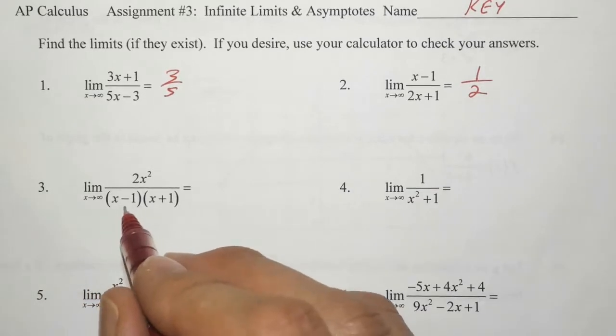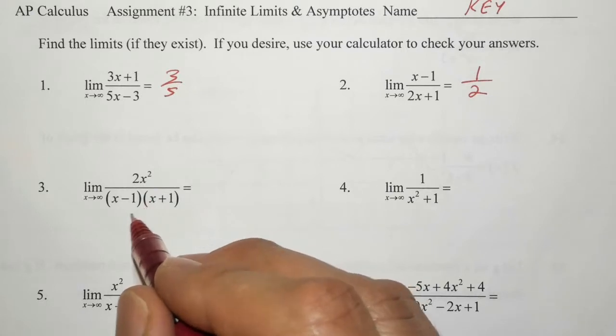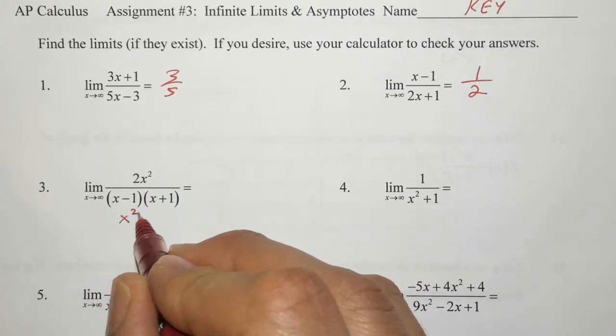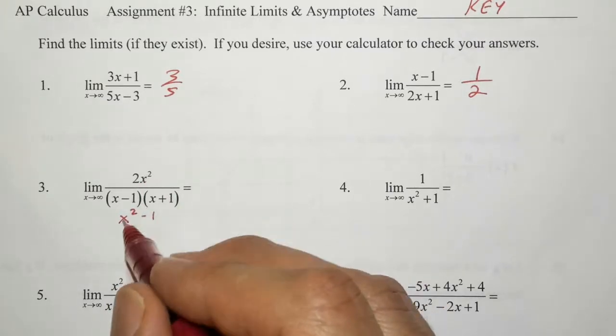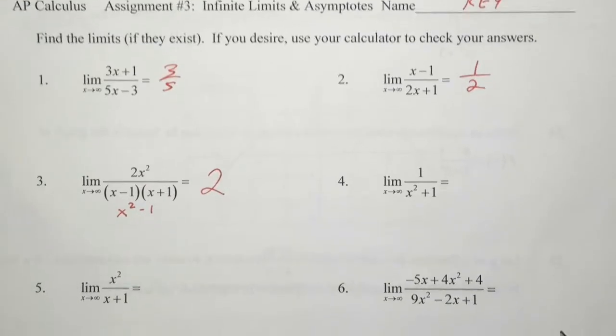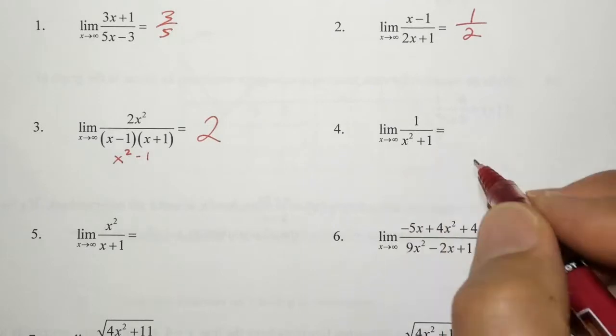Number 3, we see an x squared in the numerator, but not in the denominator. However, even though we don't see an x squared, we know that this FOILs out into x squared minus 1. So really the highest exponent is still located in the numerator and the denominator, and our limit's going to be 2. For number 4, the highest exponent is only in the denominator.